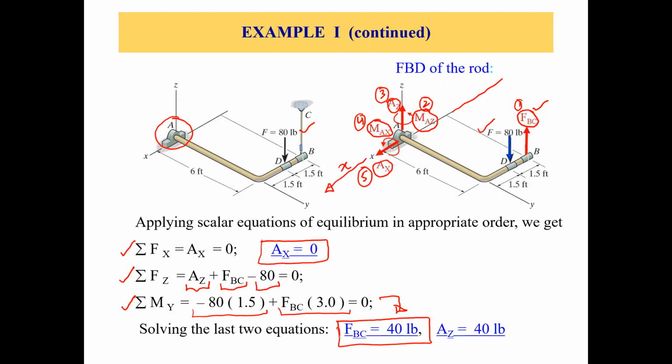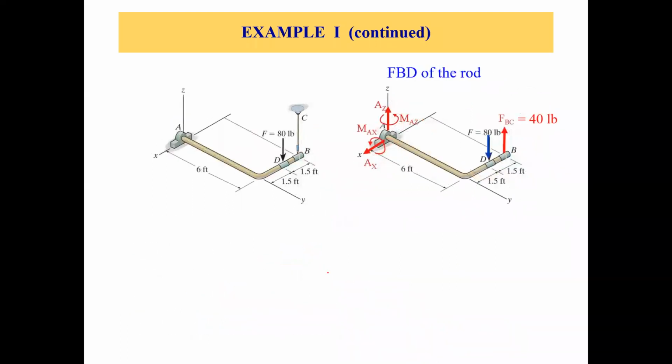And once we have FBC, we put that in this equation. And from here, we get the value of A sub z, which is 40 pounds, right? So that's how we are done with 1, 2, and 3 unknowns. So we are only left with 2 unknowns. So let's go and find out the other 2 unknowns.